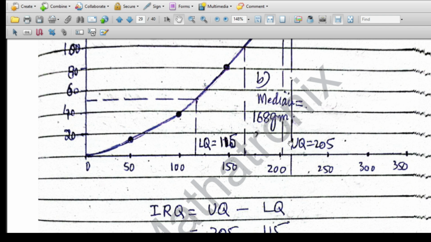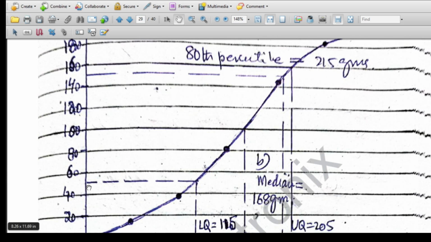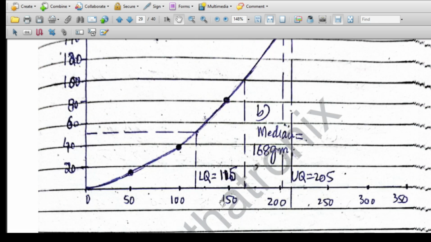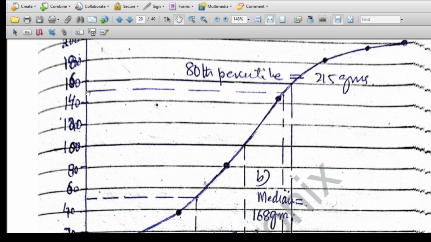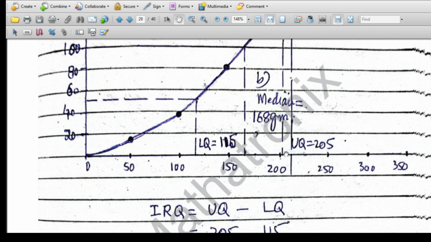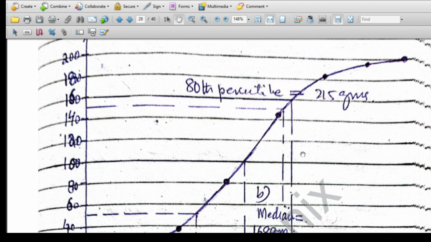So this is part 1, and the lower quartile is, because we have 200, so it should be 50. At 50 we have this LQ value, 115 grams. And the upper quartile means at 150, which is 205. So 150 is 205, and the 80th percentile is around 160.